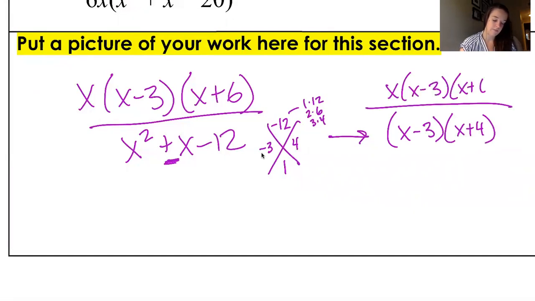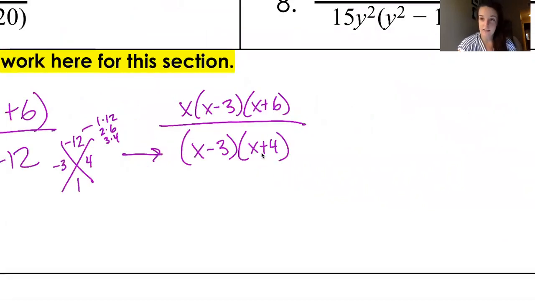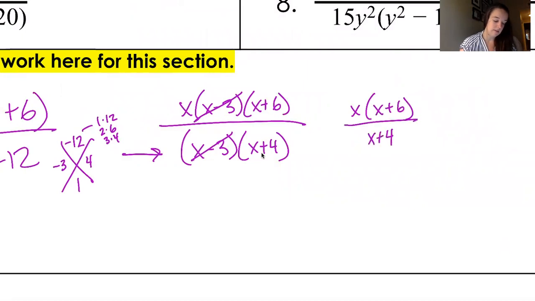plus 6. Awesome. So I factored things and now I need to cancel stuff. So I'm going to cancel the x minus 3's, and that's going to leave me with x times x plus 6 over x plus 4. That's going to be my answer there.